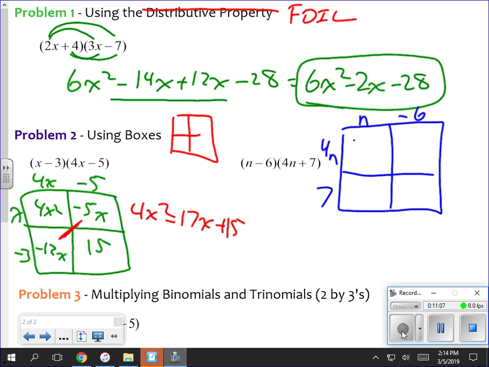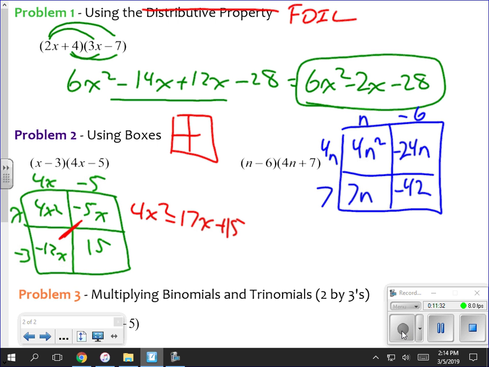4n times n, 4n squared. 4n times negative 6. 6 times 4 is 24, so that's negative 24n. 7 times n, 7n. 7 times negative 6, that's negative 42. 7 times 6 is 42.